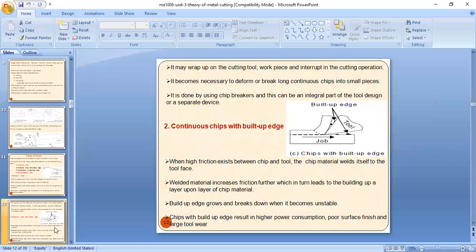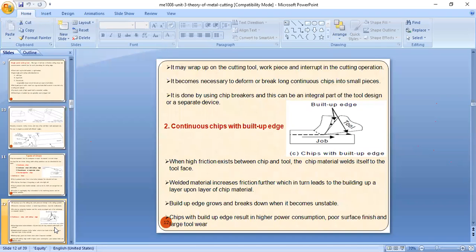But the efficiency of the tool will decrease, and in the machining operation you won't get a good surface finish; you'll get a poor surface finish. Naturally, the efficiency of the tool is decreased because there's high power consumption. Why? Because P is equal to 2 pi N T by 60, as already told, and torque will be increasing. You have to exert maximum torque with this continuous chip with built-up edge.